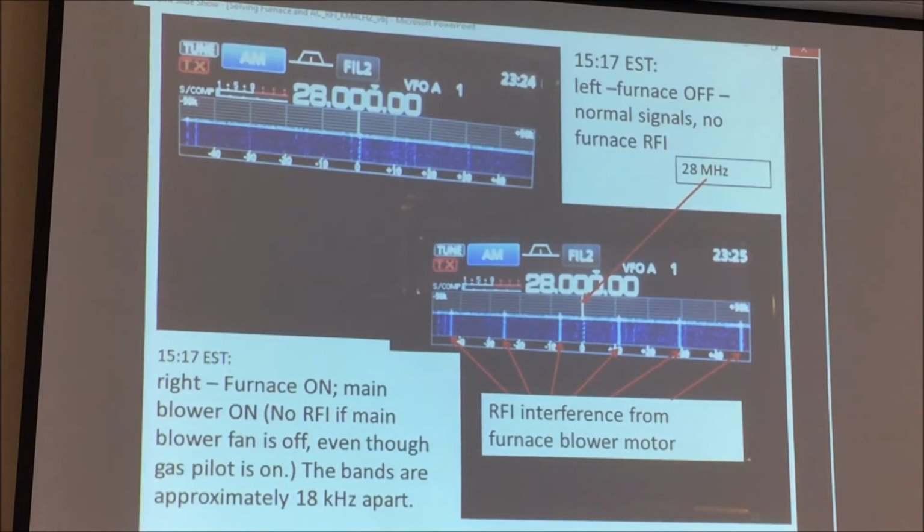So on the right, the furnace is on, the main blower's on, and the bands are approximately 18 hertz apart, a perfect picket fence, just a real joy when you're trying to work on any band. It's somewhat worse on 10 meters, but I could see it on 20 and 40. I mean, this was a universal problem. Well, at that point I dug out my contract.